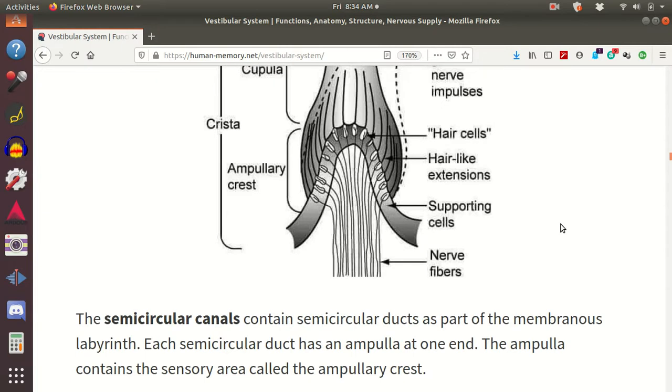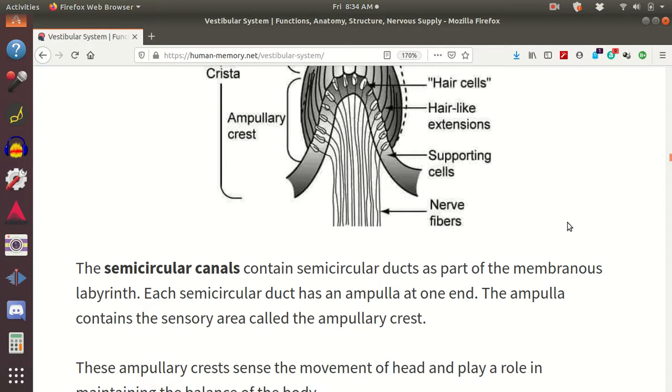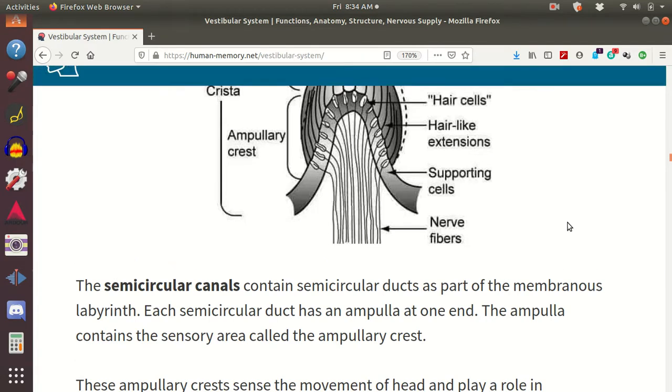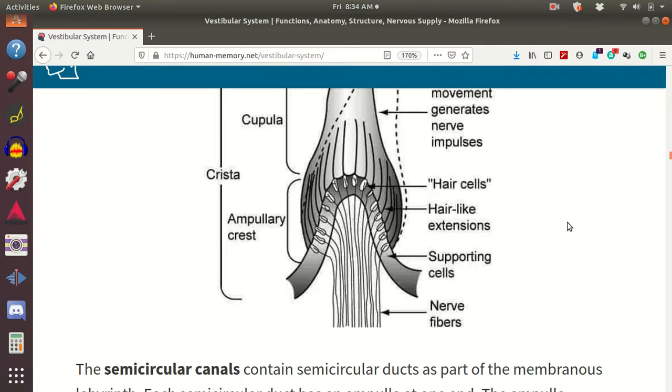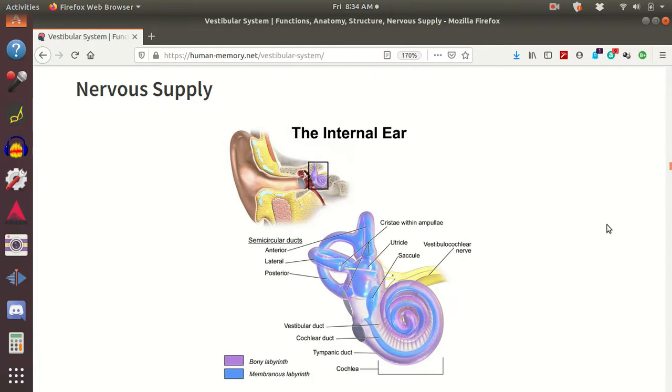The semicircular canals contain semicircular ducts as part of the membranous labyrinth. Each semicircular duct has an ampulla at one end. The ampulla contains the sensory area called the ampullary crest. These ampullary crests sense the movement of the head and play a role in maintaining the balance of the body. Wow.